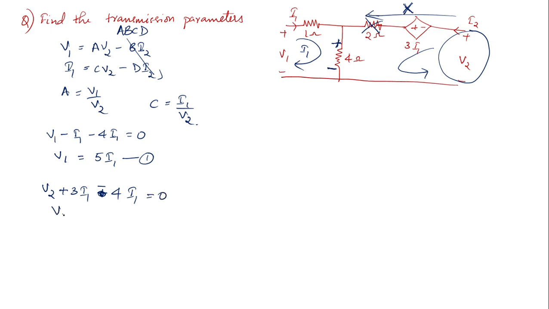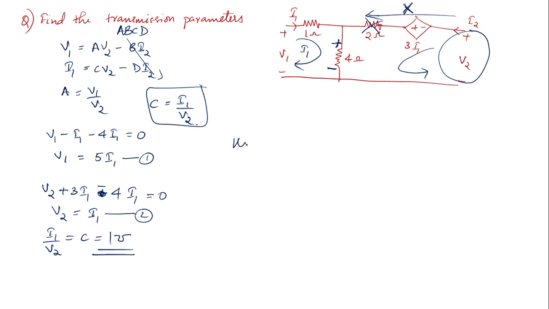So what will you get? V2 is equal to I1. Now you already have an equation 1. You need V2 in terms of I1. I will give this an equation number also. Now you need C, right? C is I1 by V2. So here you can see I1 and V2 is there. So what will be I1 by V2? That is equal to C, that is equal to 1 mho.